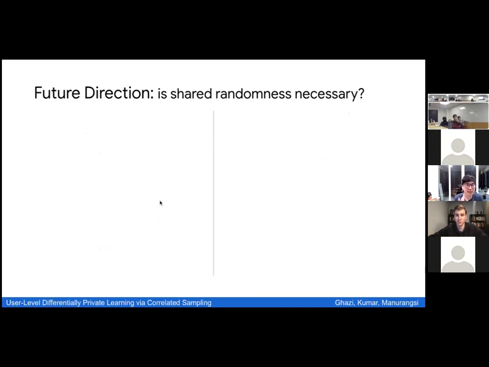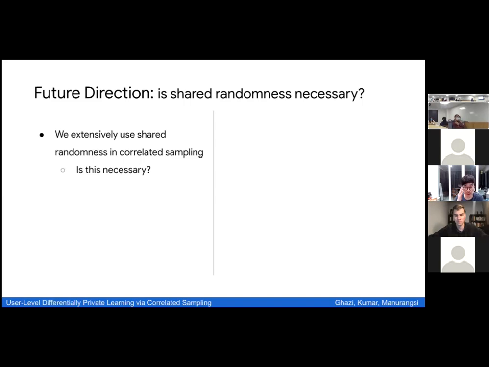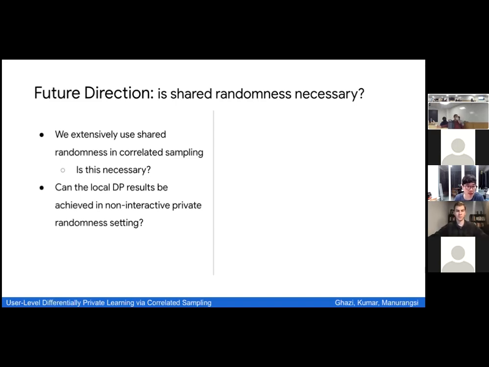The second question is about whether this shared randomness is necessary. We rely on correlated sampling, and correlated sampling by nature uses shared randomness. I think there are multiple ways to formulate this problem. The first would be to ask the question directly in the local DP setting, whether we can get a similar result in local DP if we do not allow shared randomness, if we only allow private randomness. And this we don't know.